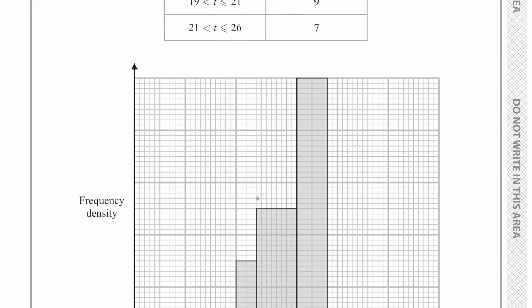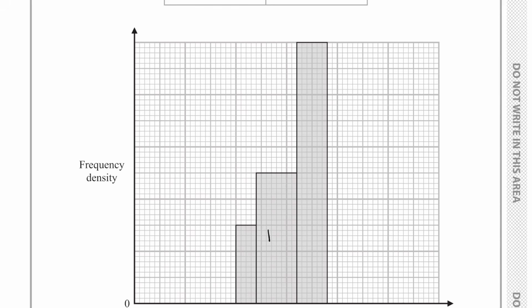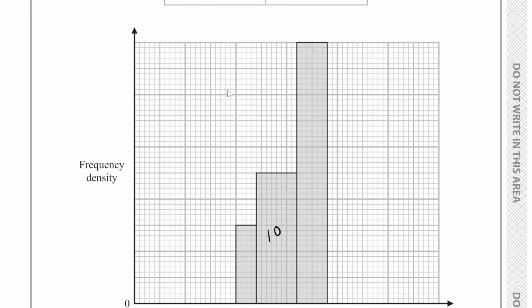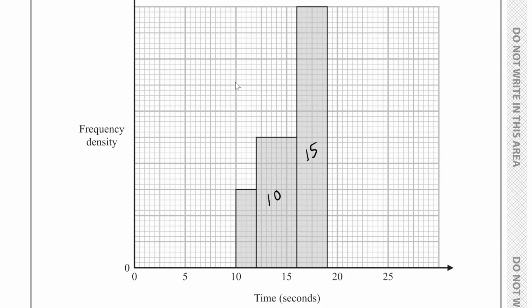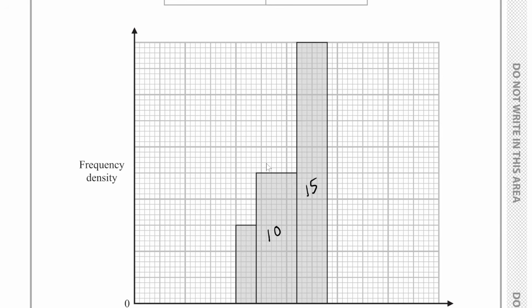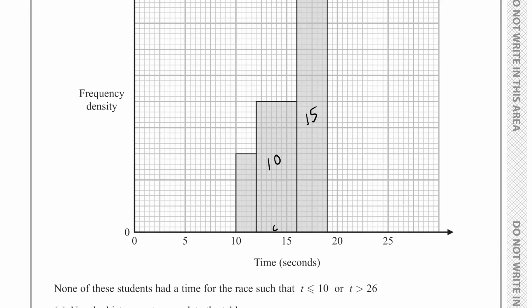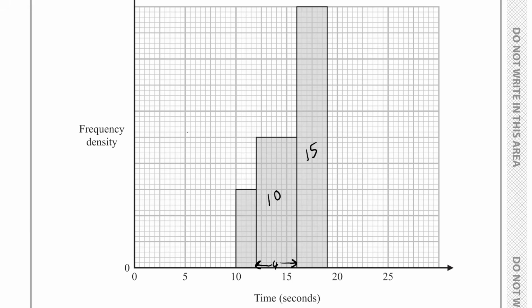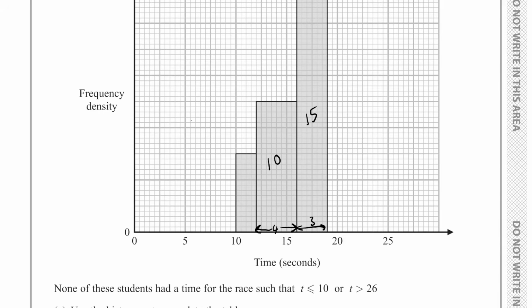So we know there's a frequency of 10, so this bar has an area of 10. And the 16 to 19 has an area of 15. So in a histogram, the frequency is the area, and up the side, we've got frequency density. So this one's got a base of 4. Our 16 to 19, that's 3. And our 10 to 12 has got a base of 2.